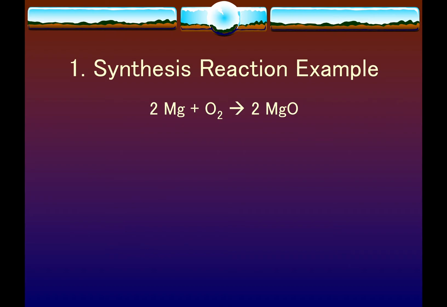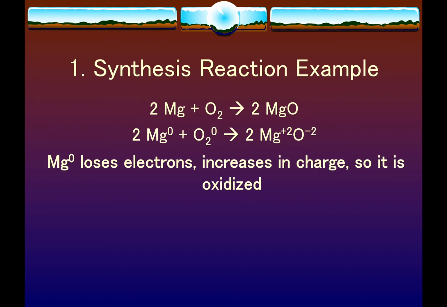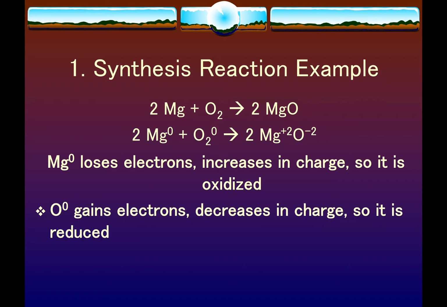An example here, we have magnesium plus oxygen yields magnesium oxide. Elements by themselves get their oxidation charges of 0, and once they're combined, we can determine the charge. Magnesium is always +2, oxygen is always -2. It's a nice easy 1-to-1 ratio. So magnesium will lose 2 electrons, increase its charge to +2. Since it's losing electrons, it will be oxidized. Oxygen is going to gain those 2 electrons and decrease its charge down to -2, so it is being reduced.